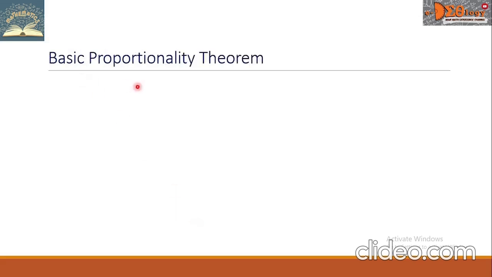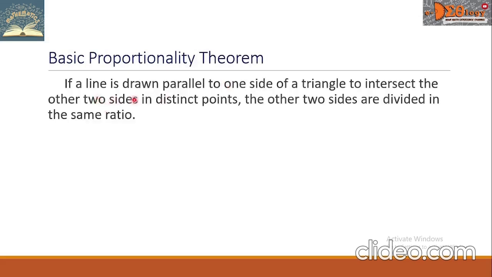Let's go to the basic proportionality theorem. If a line is drawn parallel to one side of a triangle to intersect the other two sides in distinct points, the other two sides are divided in the same ratio.